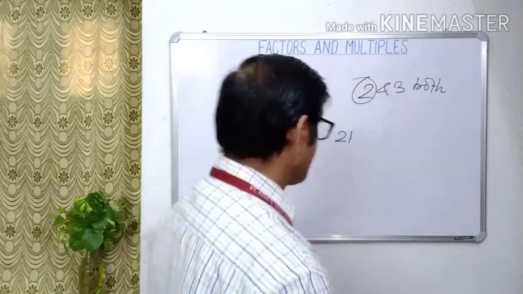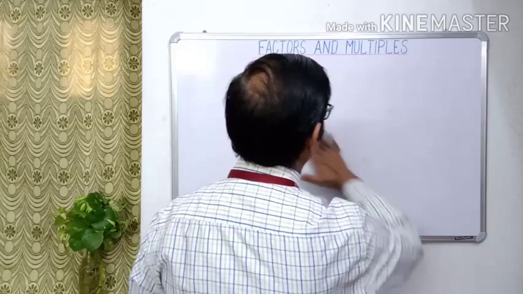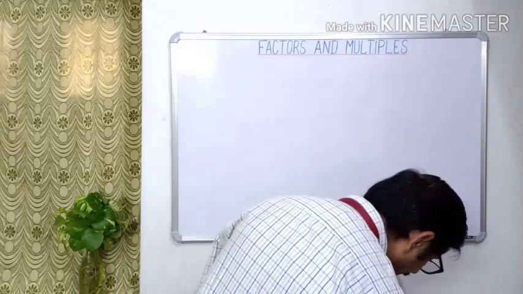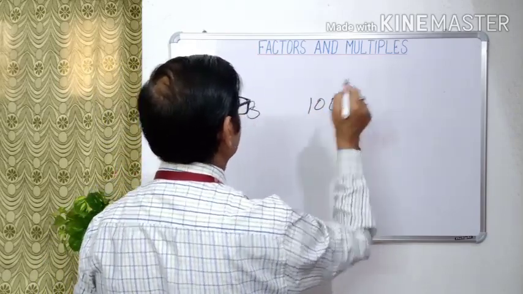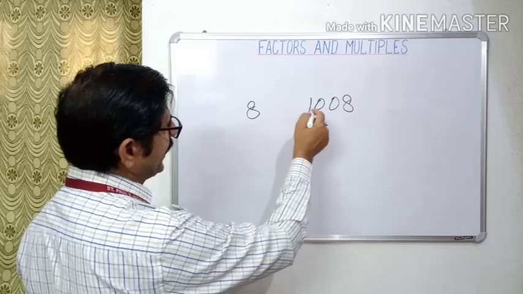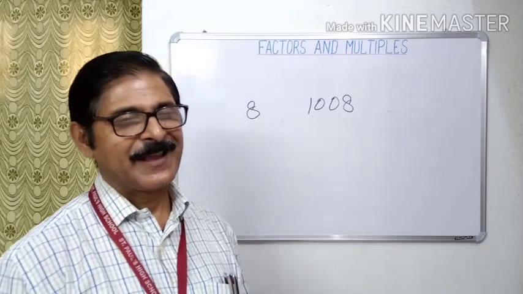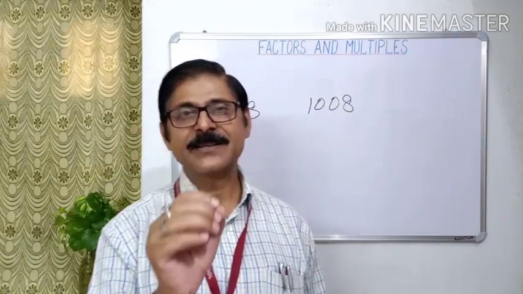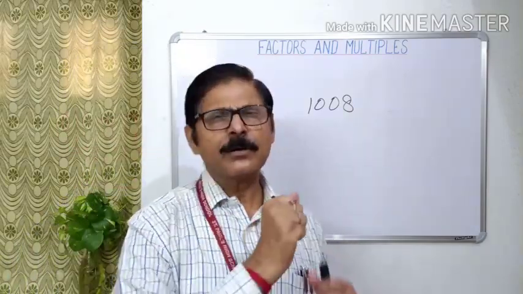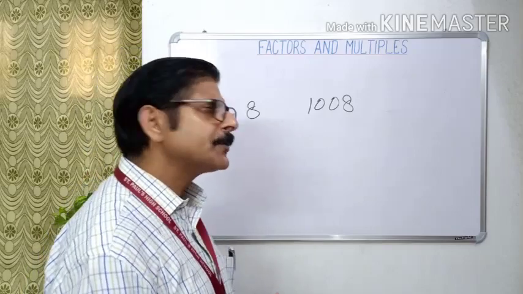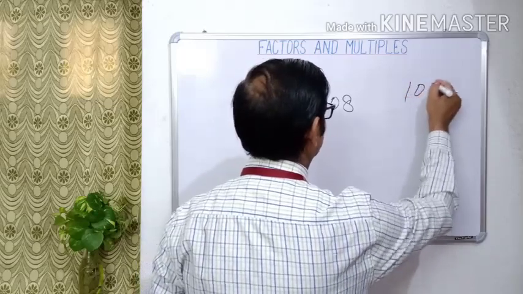Next type of question, we want to know whether the given number is a factor of another given number or not. I want to know whether 8 is a factor of 1008 or not. I hope you may recall a factor of a number is its exact divisor, leaving remainder 0 or no remainder. So what do you need to do? One thing is to divide it, actual division.